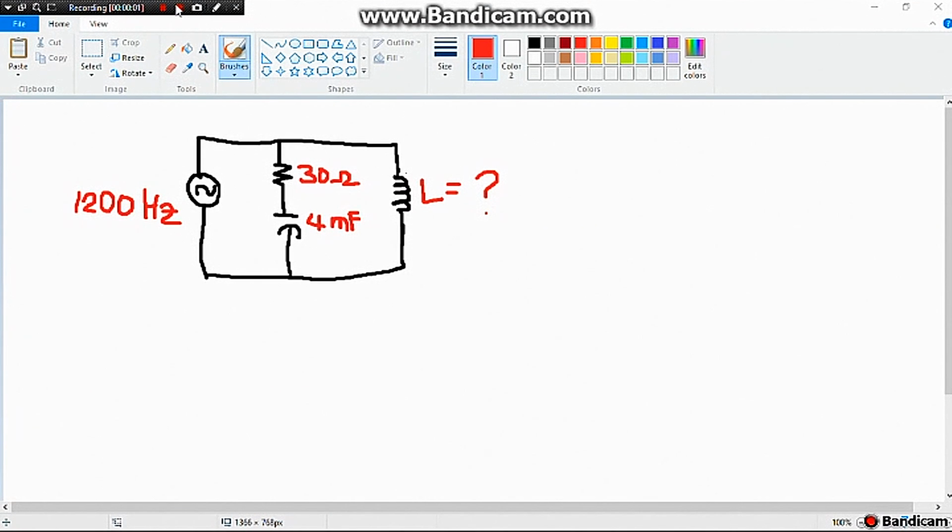So this is the diagram or the circuit for that problem. A 30 ohm resistor and a 4 millifarad capacitor are connected in series, and the combination is then connected in parallel with the inductor. So the question is, what is the value of the inductor so that the circuit will be resonant?